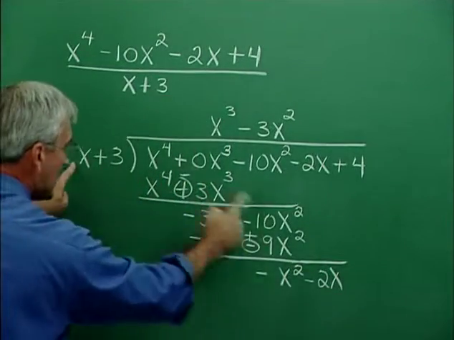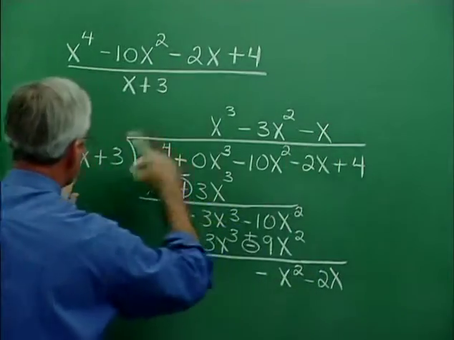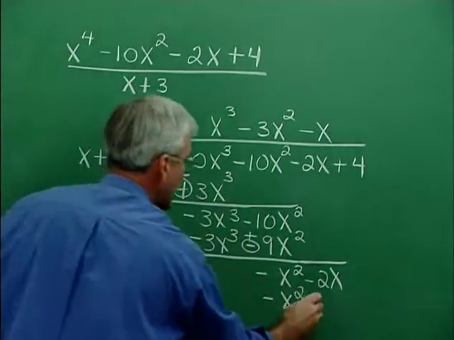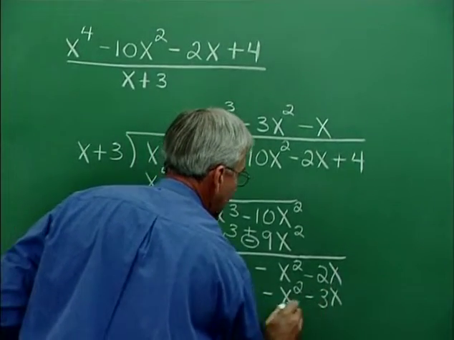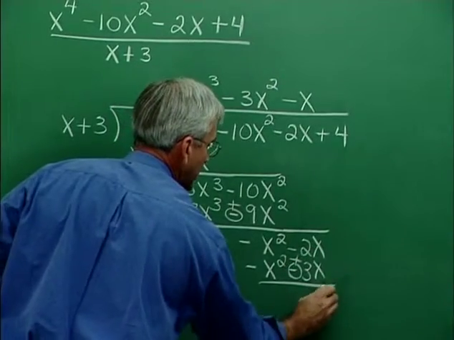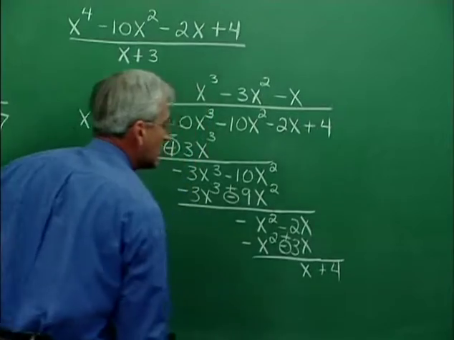And then x into minus x squared is minus x. Minus x times x is minus x squared. Minus x times 3 is minus 3x. Draw the line and subtract. Change the sign and collect. Minus 2x plus 3x is x. Bring down the next term, 4, and start again.